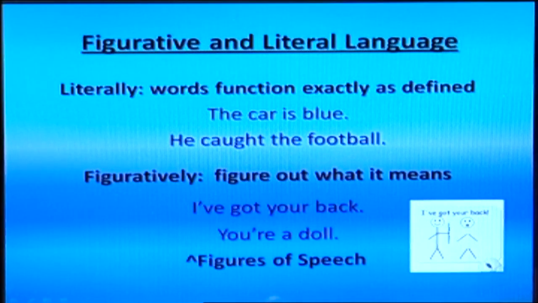Figure it out. Like when I say, I've got your back. I didn't get your back, but I've got your back means I support you. So you figure out the meaning of this. You are a doll. If you say something like this to a lady, this means that she's pretty. Or if you are saying it in a sarcastic way, it will mean something else. So it is kind of not direct to say.